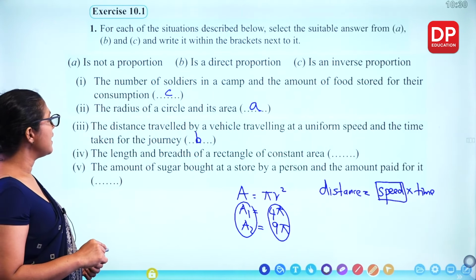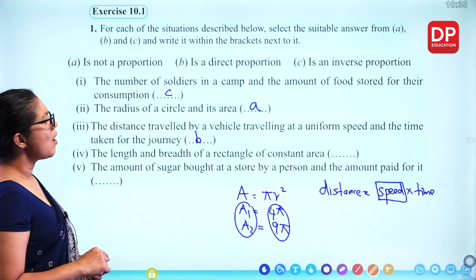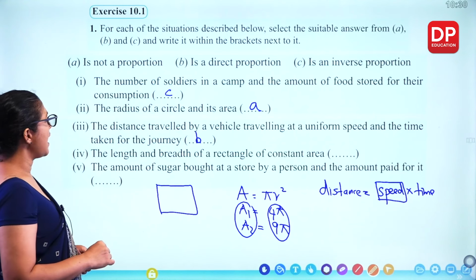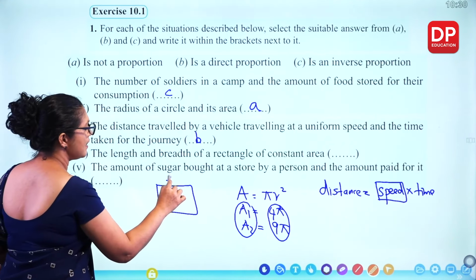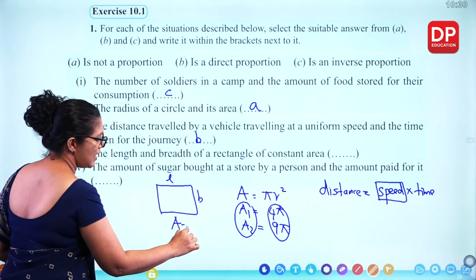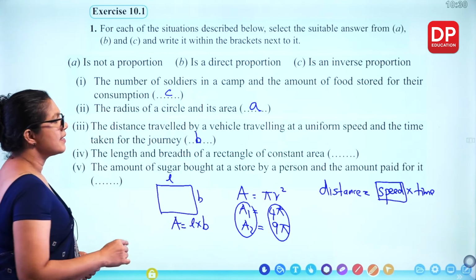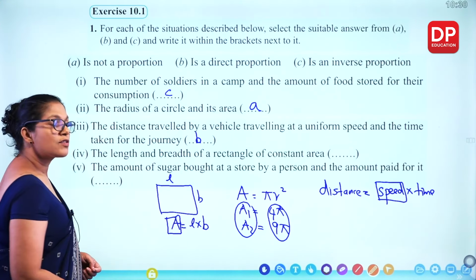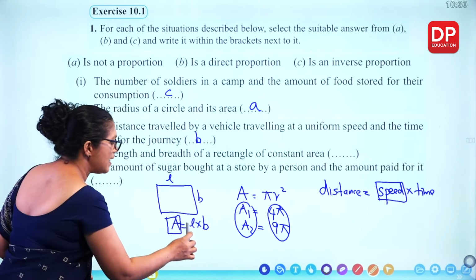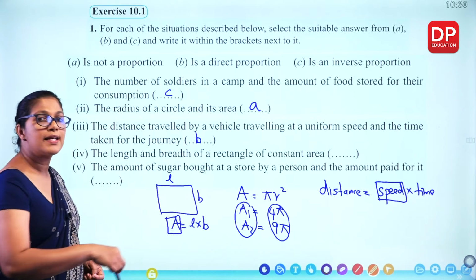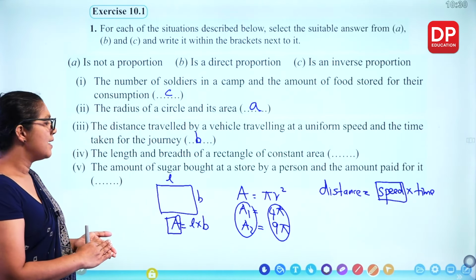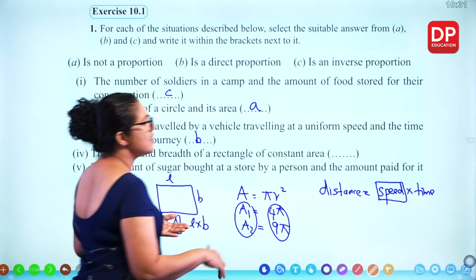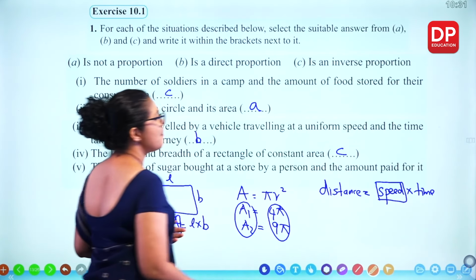What about fourth one? The length and the breadth of a rectangle of constant area. So if you take a rectangle, length and breadth, how you get the area? Area is length into breadth. And it says this is constant. So what happens? If area is constant, when length increases, the breadth decreases and you get the same area. So this should be one increasing and the other one decreasing. So this is inverse proportion.